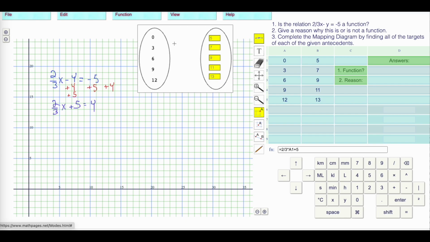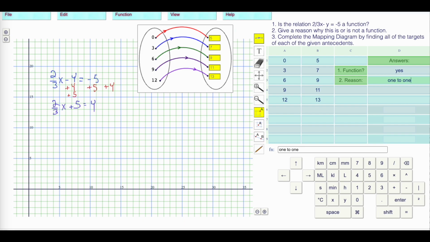Then we have to set up our mappings. We're drawing our arrows. 0 is mapped onto 5. The 3 becomes a 7. When you put in an x value of 6, you get a y value of 9. You can also click on the number and then click right in front of the other number. It makes the mapping notation. Is this a function? Yes, it is. For every one x, we have one y. It's a 1-to-1 function.